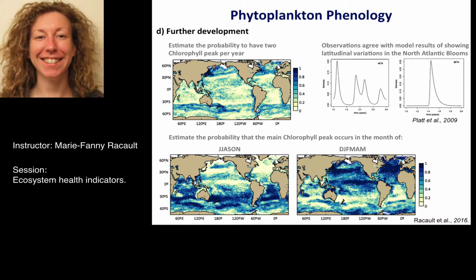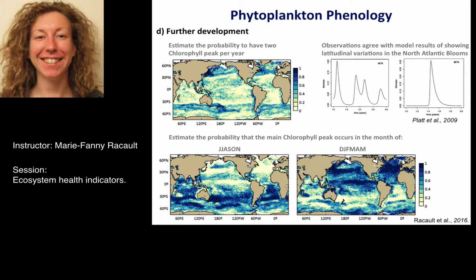Okay, and so other metrics that we can derive is not just the timing, but you can also get an estimation of the probability to have 2 chlorophyll peaks per year. You will find that in some regions, generally lower latitude, tropics and subtropics, the probability to have 2 peaks is 0. That means that in this region, you usually get only 1 growing period. Sometimes it would be a very low increase in chlorophyll, but you can have a little bit of an increase. So you would have just one growing period.